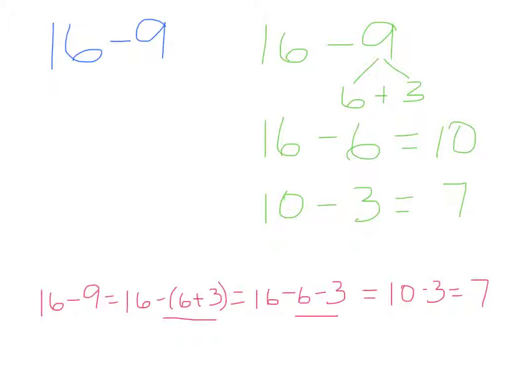This is technically showing the distributive property of multiplication over addition, but I wouldn't get into that with your first graders. Instead, you may choose to simply show them this notation starting with 16 minus 6 minus 3 equals 10 minus 3 equals 7, and have them determine where they can find the 9, and they might notice that if you take away 6 and take away 3, you're taking away 9.